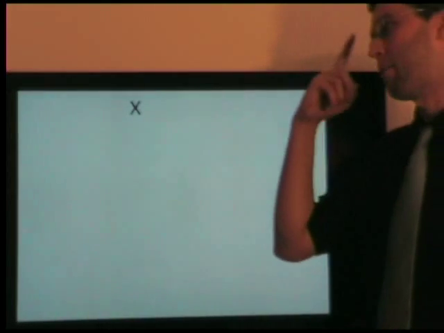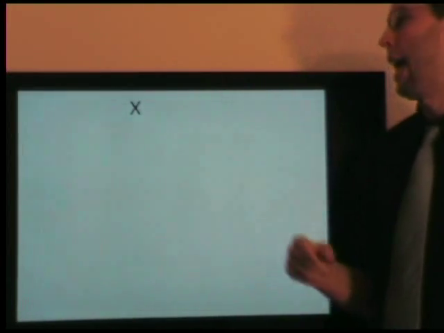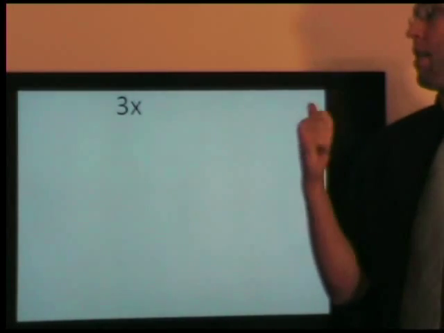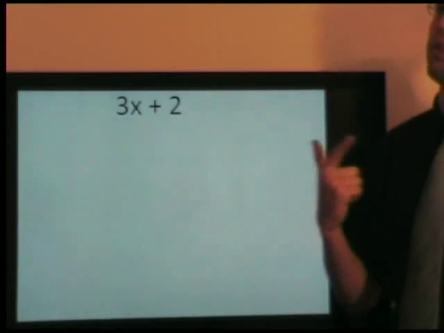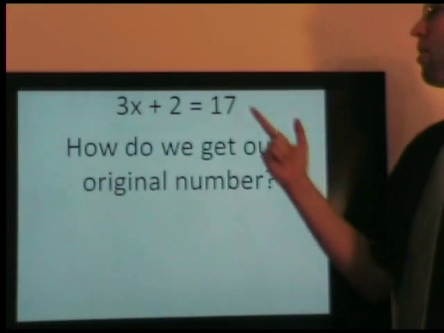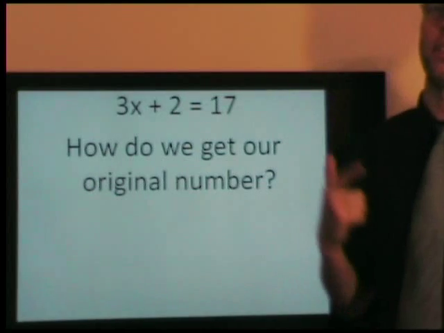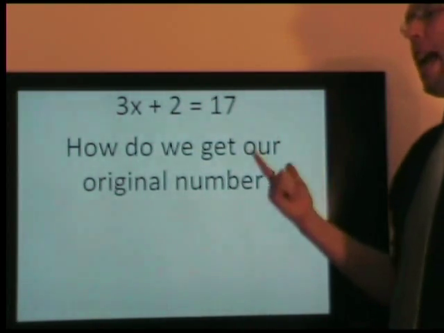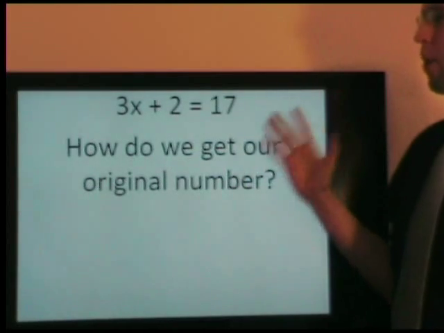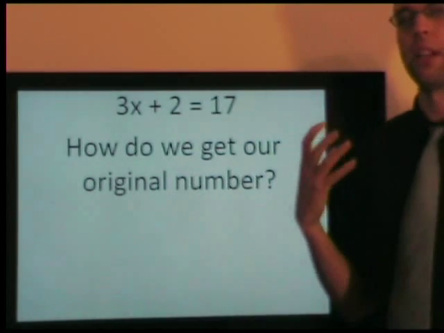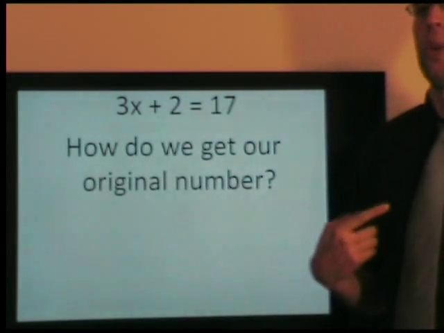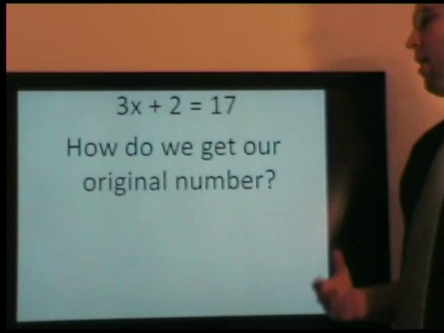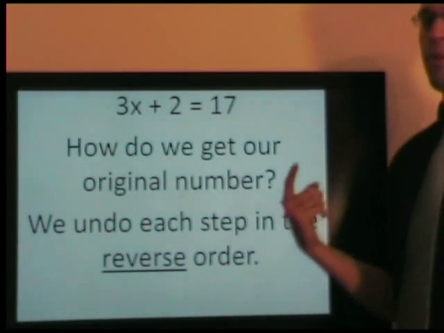So here I'm thinking of a specific number. The first thing I'm doing to this number is multiplying by 3. The second thing I'm doing is adding 2. If the result is 17, what is the original number? Now for most people, even if they haven't studied algebra or know anything about equations, it's just kind of clear that you just work backwards. Whatever you did last, you undo that first. So let's do that. We're going to undo each step in the reverse order.